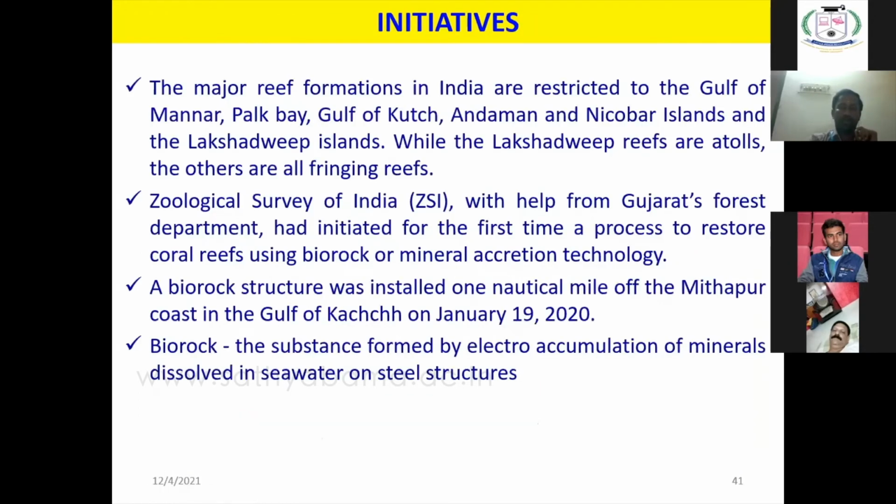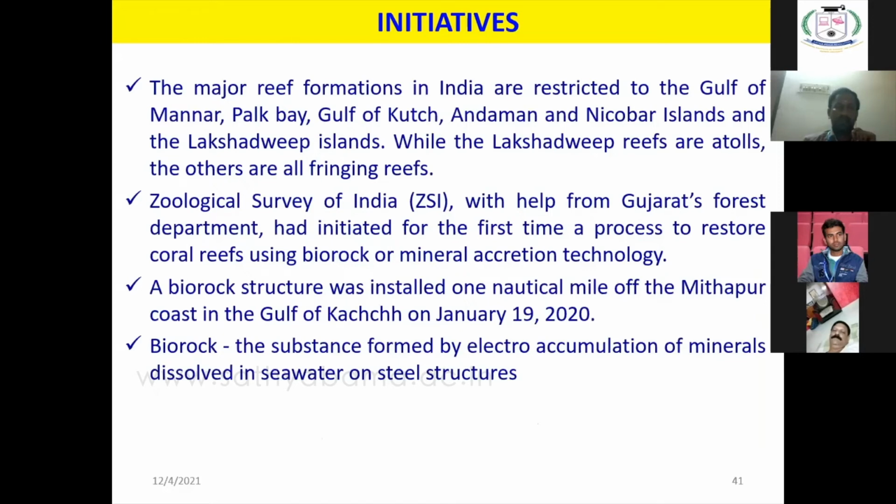So the government has initiated certain things. The major reef formations in India are restricted to the Gulf of Mannar, Palk Bay, Gulf of Kutch, the Andaman and Nicobar Islands, and the Lakshadweep Islands. While the Lakshadweep reefs are atolls, the others are fringing reefs.